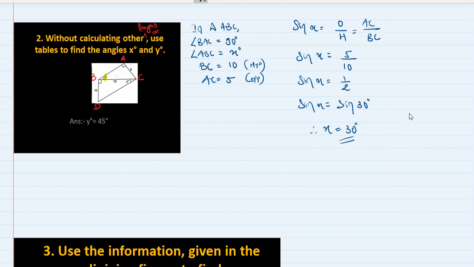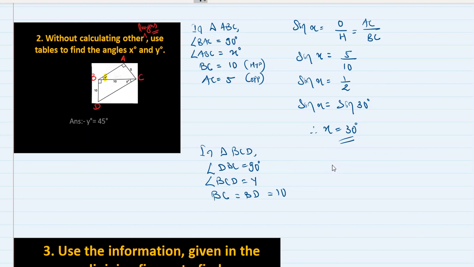Now let's find the value of Y. So in triangle BCD, angle DBC is 90. Angle BCD is Y. BC is equal to BD is equal to 10. So you can say that with respect to angle Y, BD and BC are opposite and adjacent.